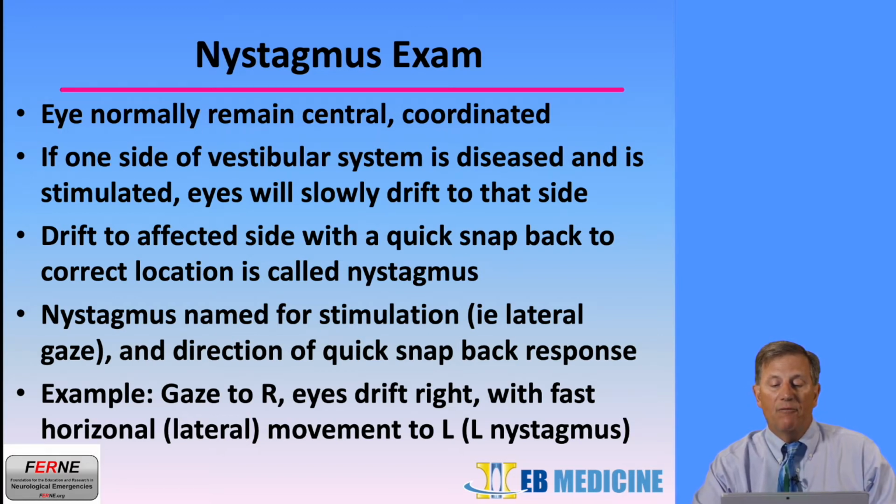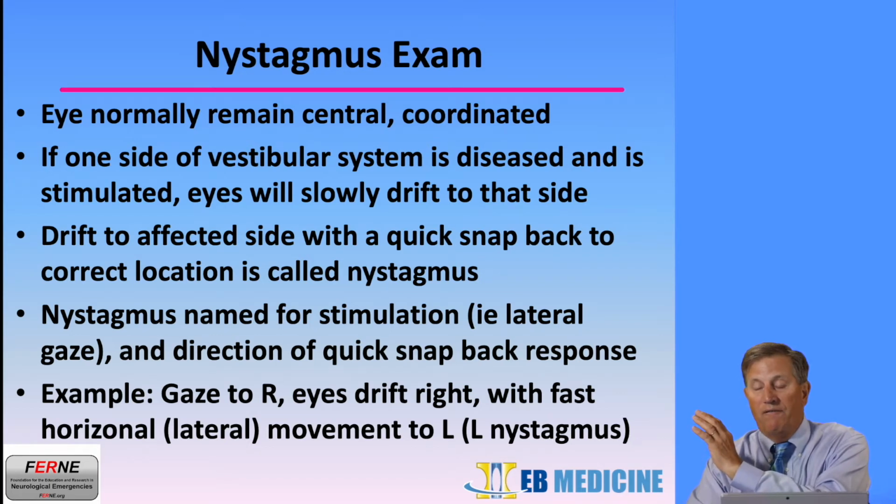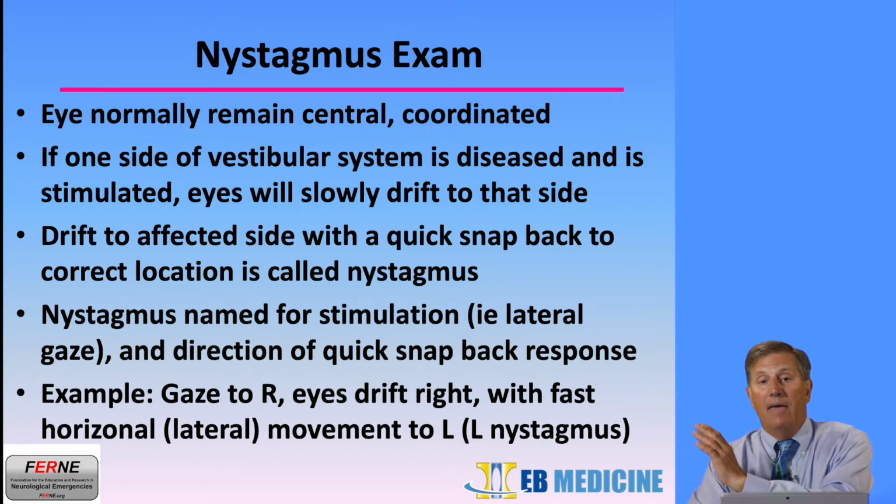Now, the nystagmus is named for the stimulation, i.e. gaze to the left, and the direction of the quick snapback response. So, in our example, we can say with gaze to the right, our eyes are drifting more to the right, and we have a fast snapback to the left, and so it will be called fast left nystagmus based on gaze to the right stimulation. Very technical, but it's important that you be able to describe both what the stimulation is, gaze to the right, for example, and the nystagmus quick response, left quick nystagmus.